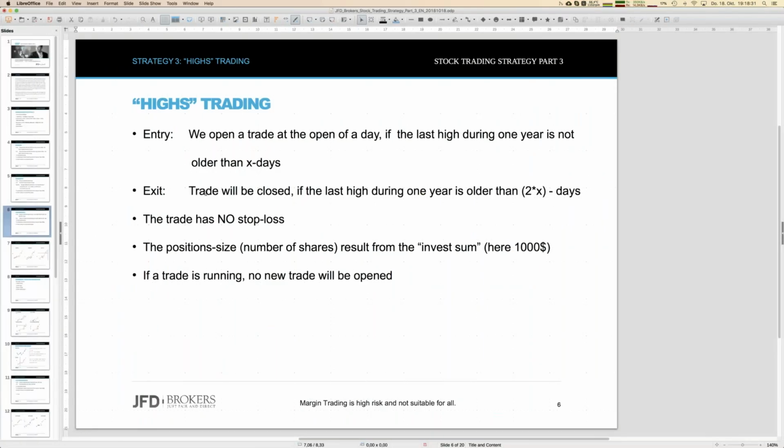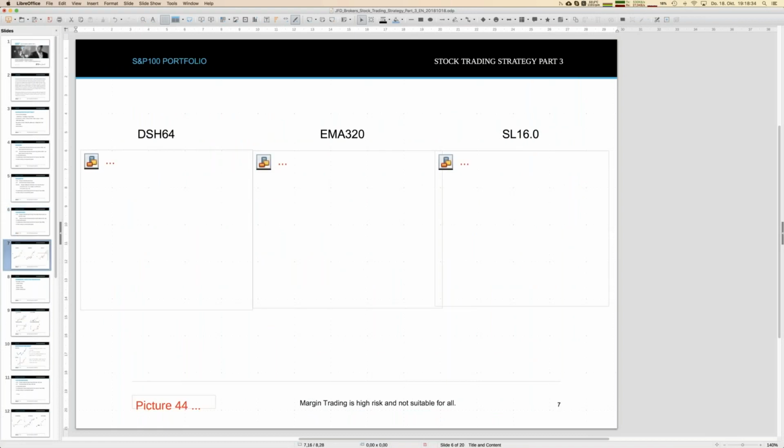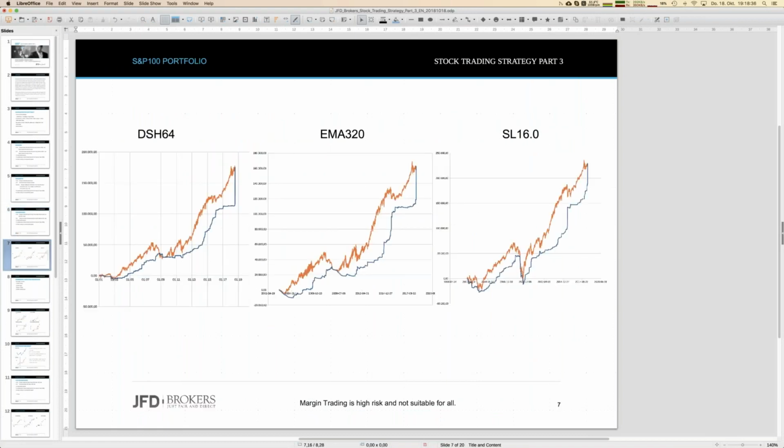And yeah, that was a strategy, heist trading, which we use later once again. Now, that's a summary already. The summary of all 3 individual strategies, always with a certain parameter number.